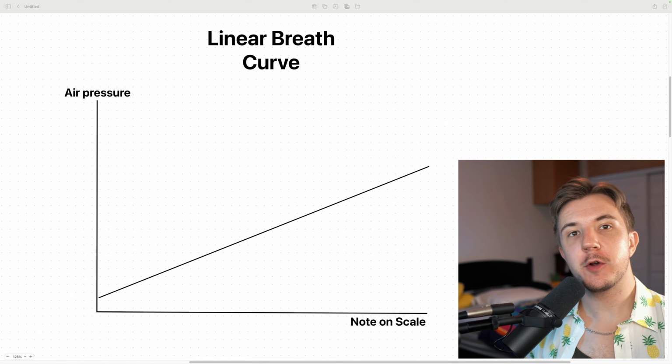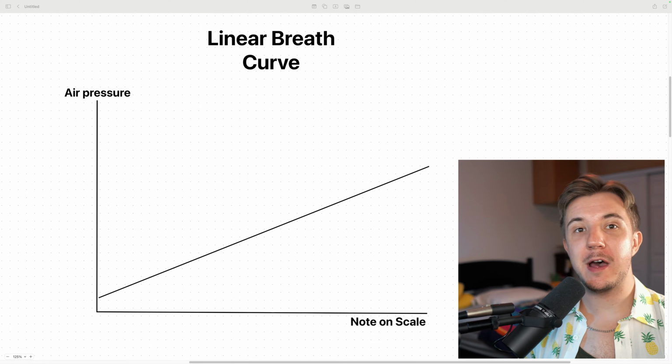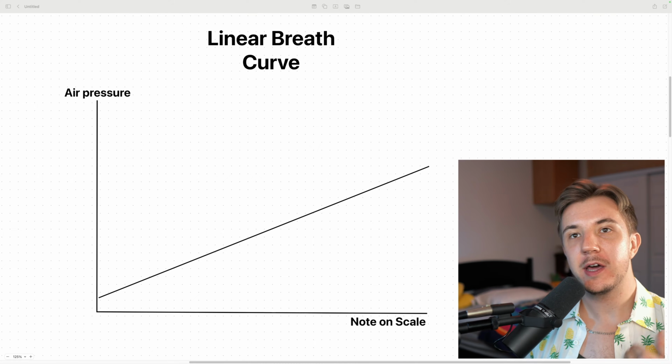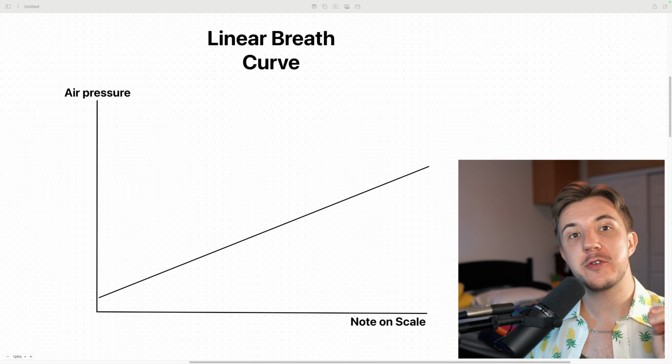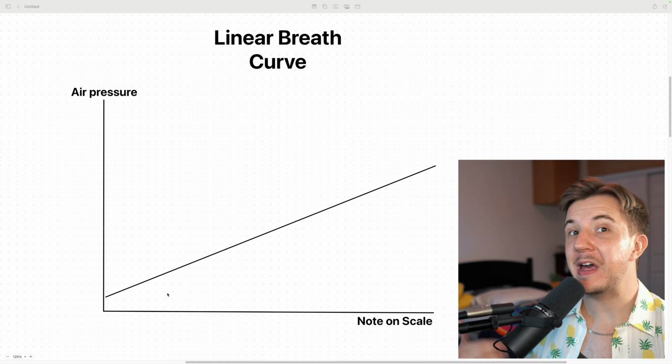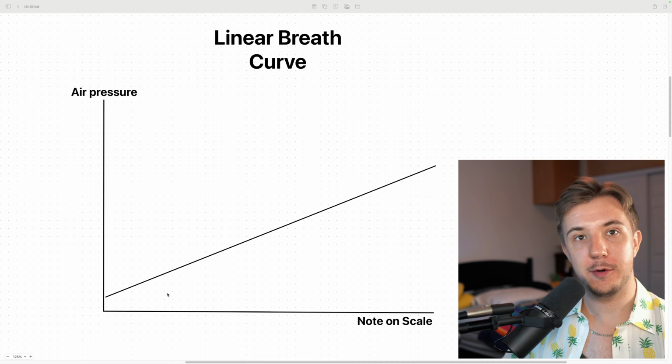The breath curve for an ocarina is probably best shown as a graph. On the x-axis, we have the note you're playing on the scale, and on the y-axis, you have the air pressure required to play that note in tune. In general, as you ascend the scale, you need higher air pressure. We'll go more in depth with charting these graphs.